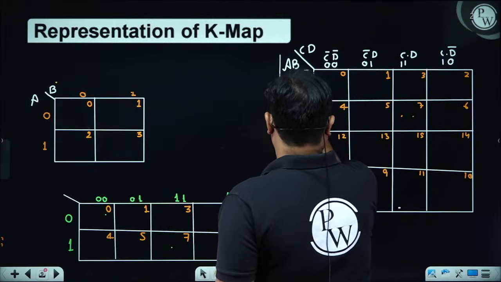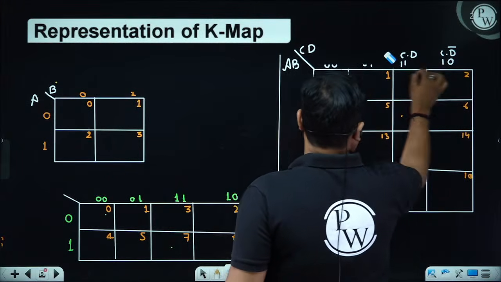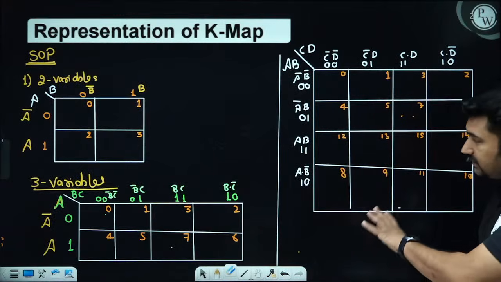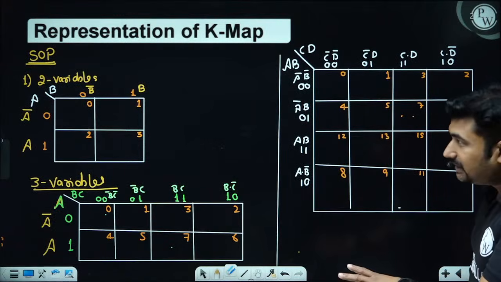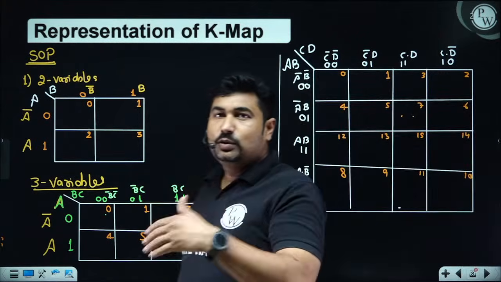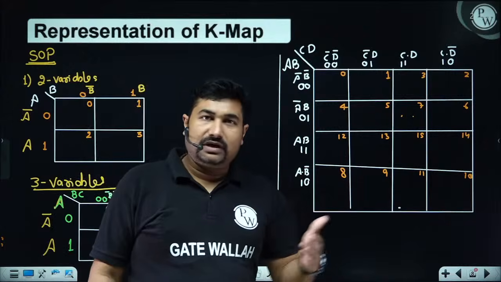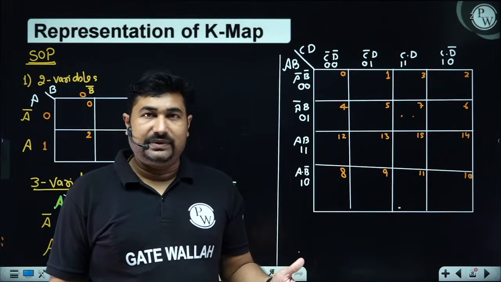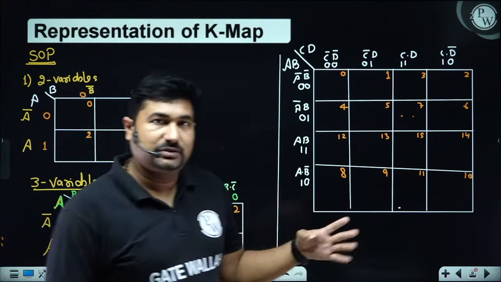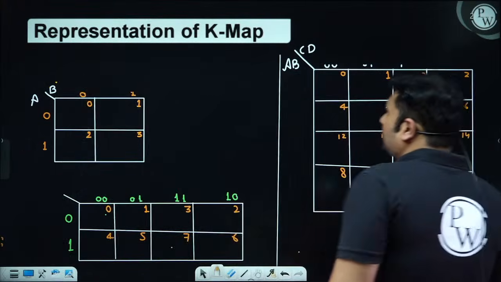Now please observe. First, we have seen SOP. This is the SOP representation of 2 variable, 3 variable, 4 variable. For 5 variable, we have 2 representations of 4 cross 4 K map. In the same way, for 6 variable, we have 4 cross 4 K maps, and so on.